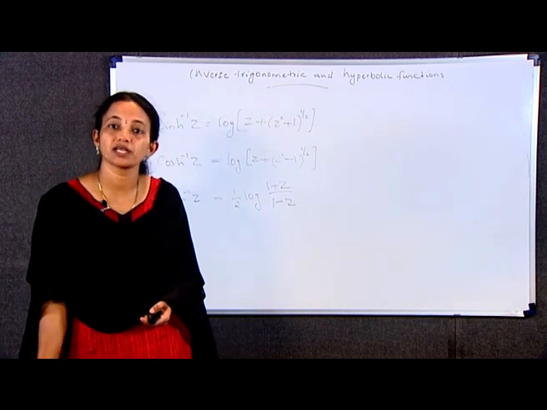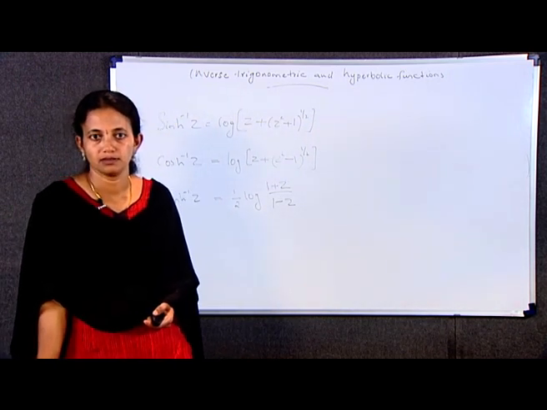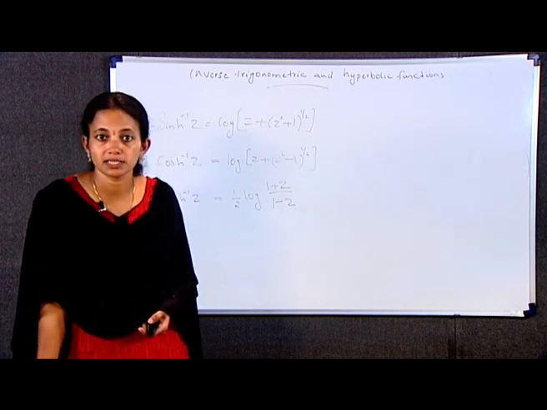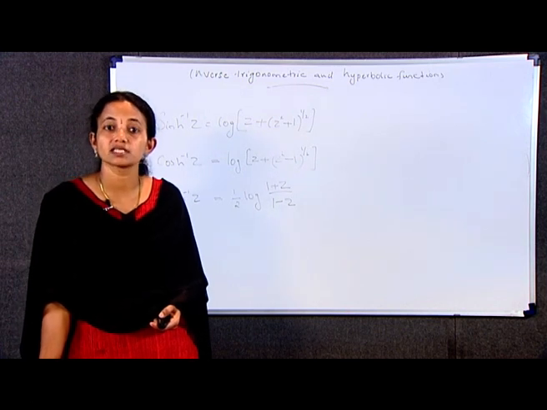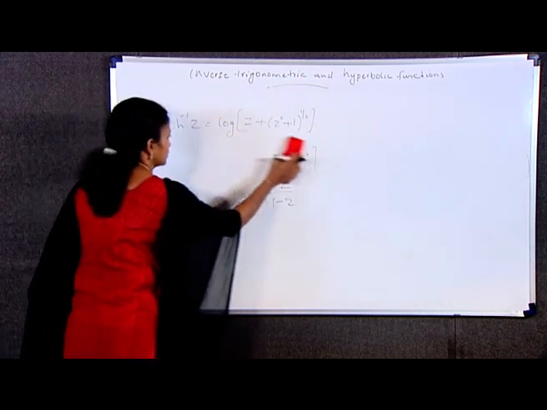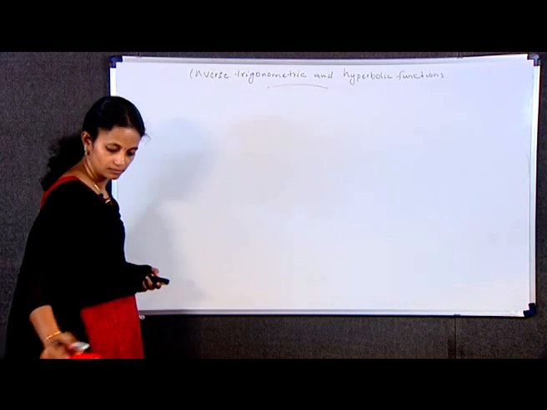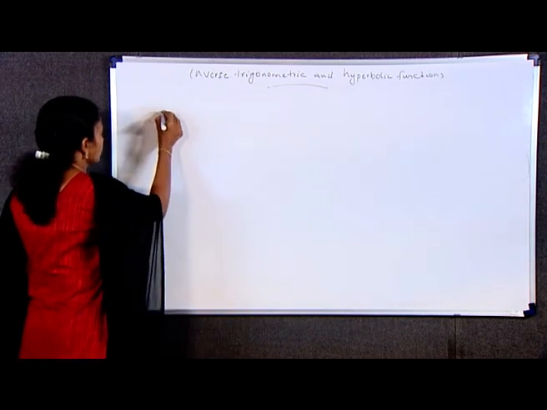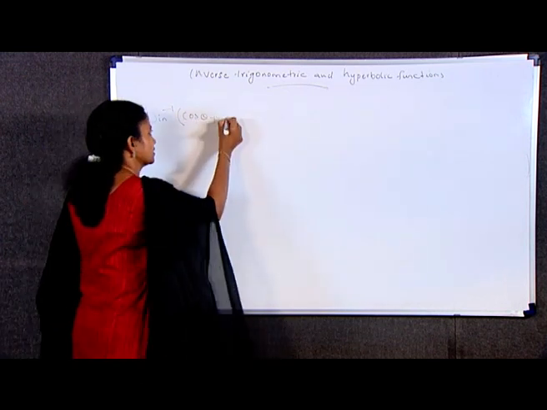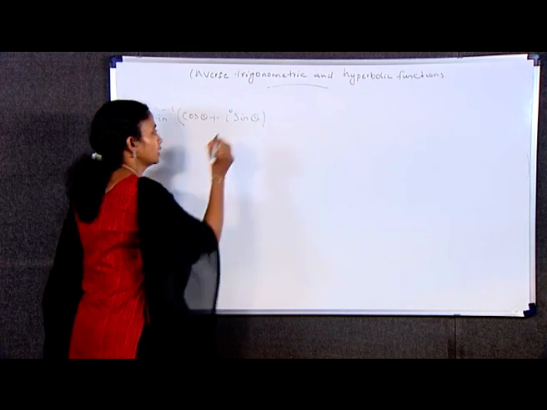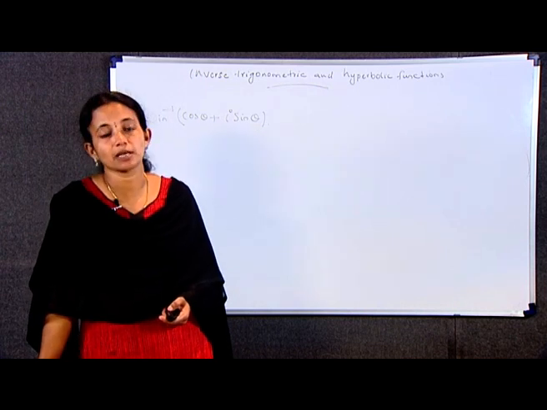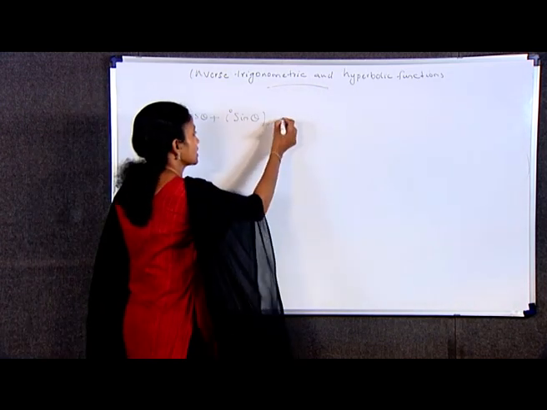So, next we have separation into real and imaginary parts. For that, first we have an example: separate into real and imaginary parts the quantity sin inverse of cos theta plus i sin theta, where theta is real. Here we have to separate the real and imaginary part. Let sin inverse of cos theta plus i sin theta be x plus iy.